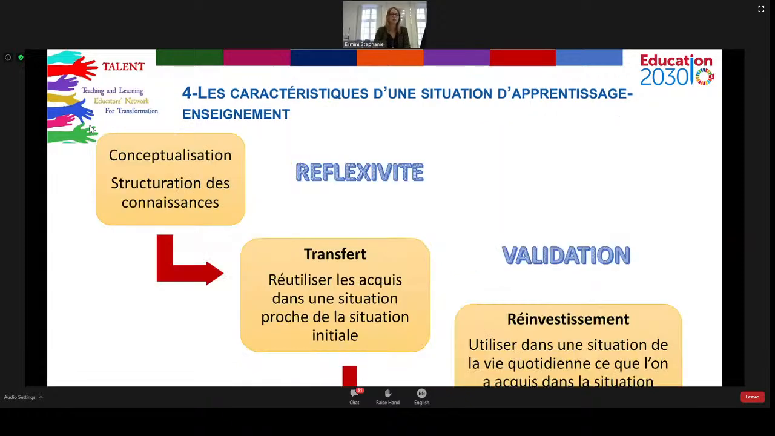And in the end, the most important thing is conceptualization and structuring knowledge. This is where you are thinking. So you're going to think about what has been done, and about the skills that have been developed or acquired. And all this helps the student to understand how he's progressed and how he reacted. Then you've got the transfer phase and the reinvestment phase. So it's about reusing skills acquired in a different context rather than the initial context. And this again would require other skills as well.